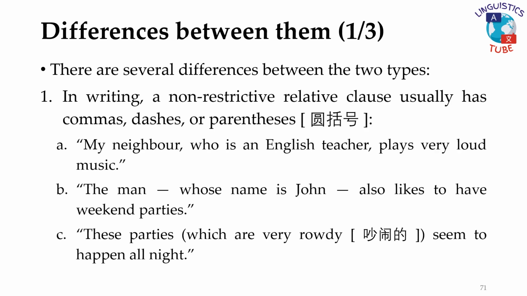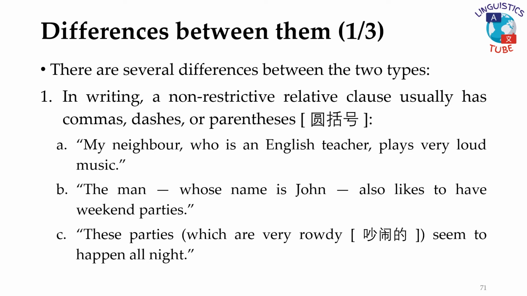Firstly, to reiterate, in writing, a non-restrictive relative clause is usually separated from the main clause by punctuation. So far, all the examples we have seen used commas to separate the non-restrictive relative clause from the main clause. However, two other types of punctuation can be used: dashes and parentheses. You can see these three types in the examples on the screen.